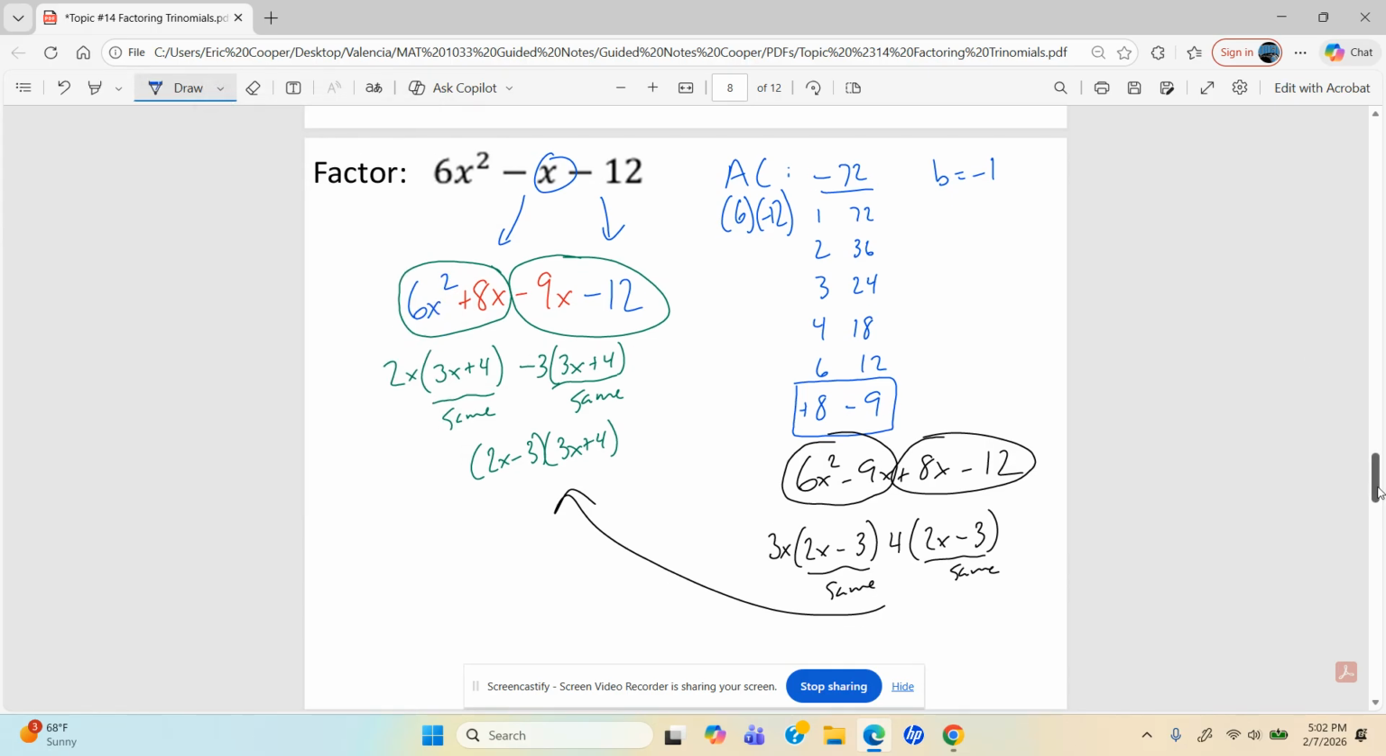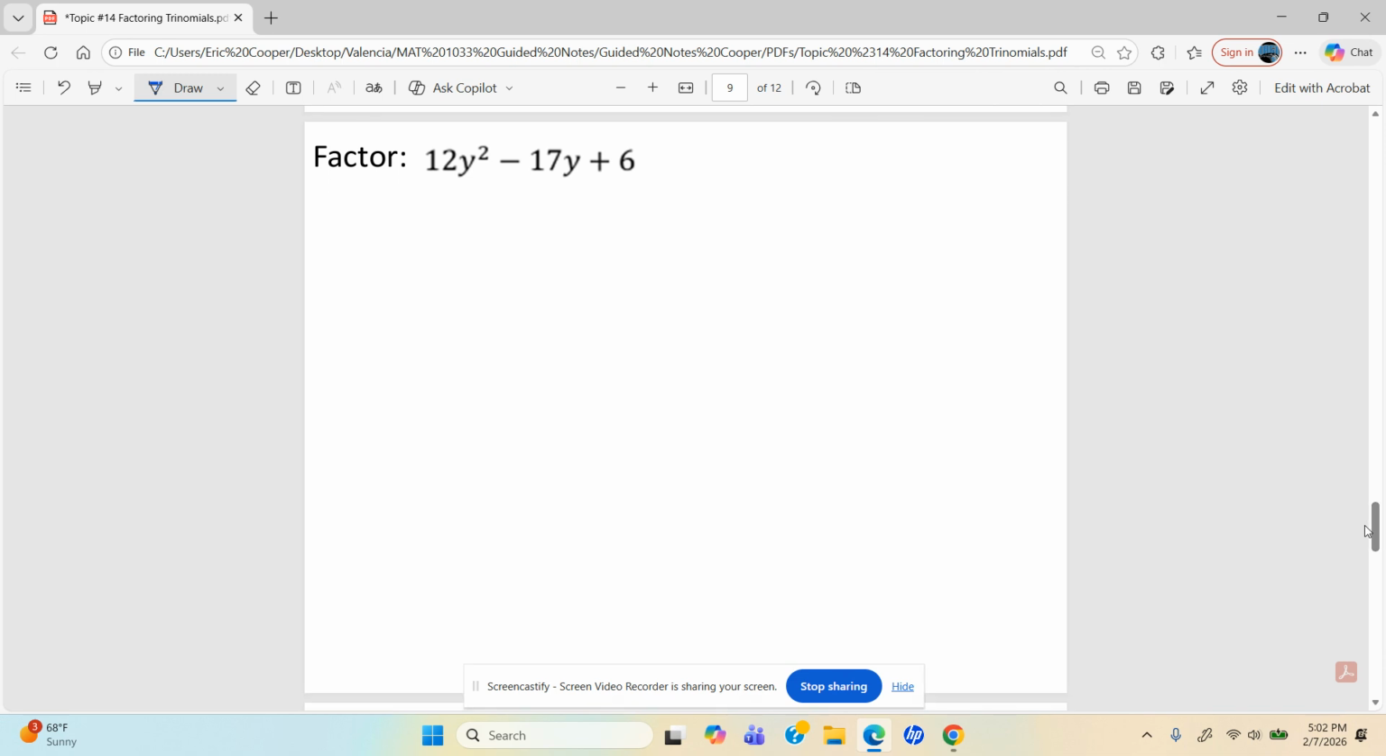Let's try again here. So a times c, so 12 times 6 is 72, and I need it to equal negative 17. So I've got all my multiples of 72, and I'm looking for whichever one can give me a 17. In this case, we're going to use 8 and 9. They need to both be the same sign because it's going to multiply to make a positive number, and that sign is going to be negative because I need this to be a negative number. So negative 8 and negative 9.